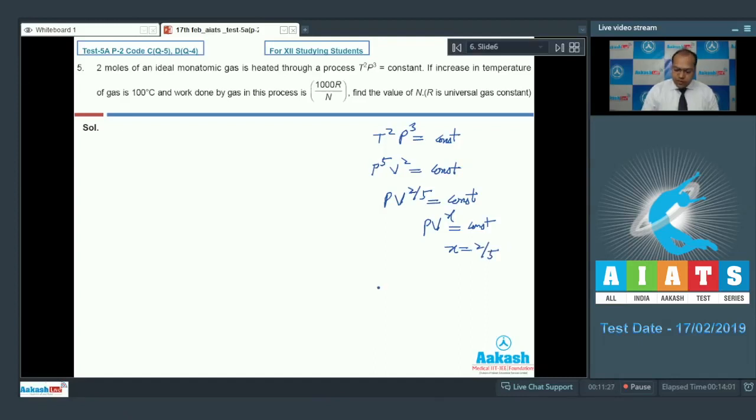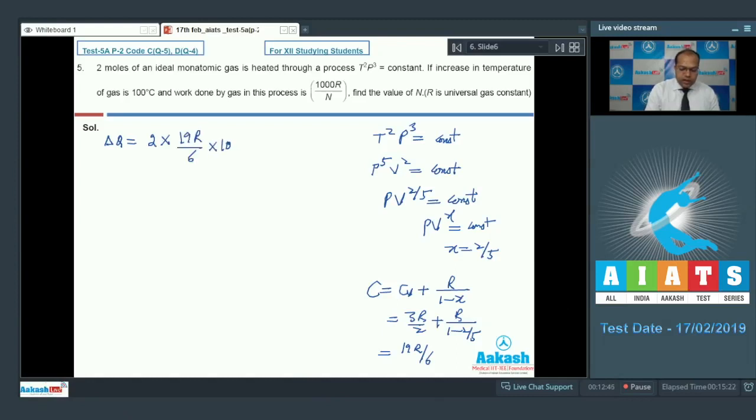So the molar heat capacity of the process C can be written as Cv plus R divided by 1 minus x. So if I substitute the value of x and Cv, this is 3R by 2 plus R divided by 1 minus 2 by 5. So on solving, it comes out to be 19R by 6. So if I calculate the heat supplied to the monatomic gas, delta Q is equal to nC dT. So n is 2, C is 19R by 6, into dT is 100. So if I solve this, it comes out to be 1900R by 3.